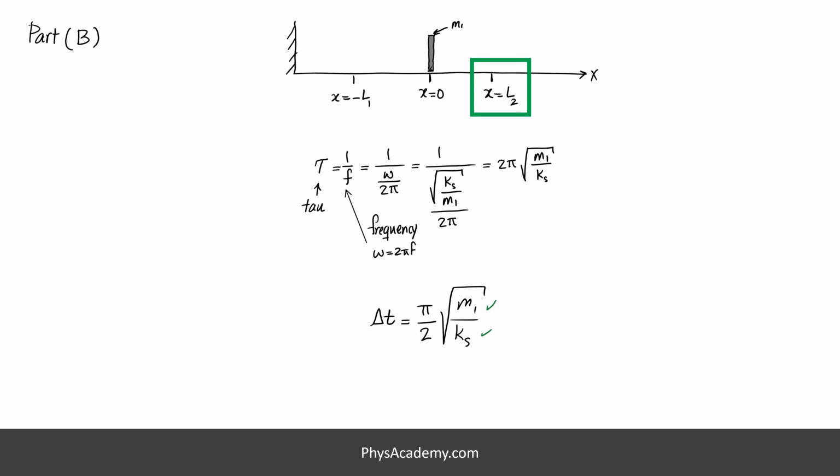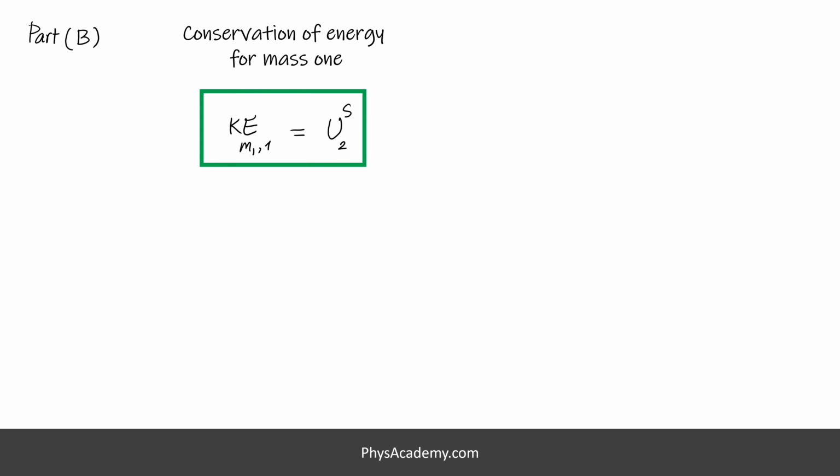Next, let's see how we can calculate L2, or the position of mass 1 at the final moment from the origin of the coordinate system when the spring is fully stretched. My first guess is using the conservation of energy. Conservation of energy equation for mass 1 between stages 1 and 2 has only two terms. On the left-hand side, we have the kinetic energy of mass 1 at stage 1, right as it passes through the equilibrium point. On the right-hand side, we have the spring potential energy for when the spring is fully stretched and mass 1 for a moment stops.